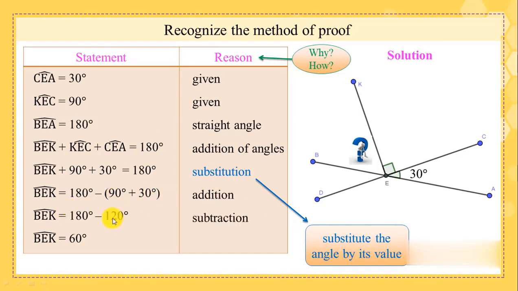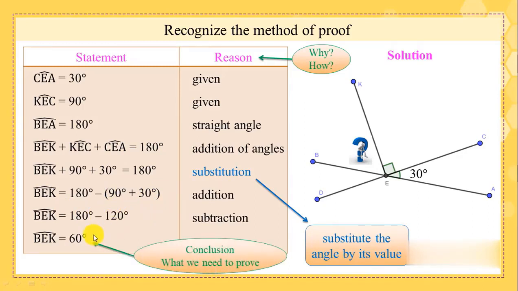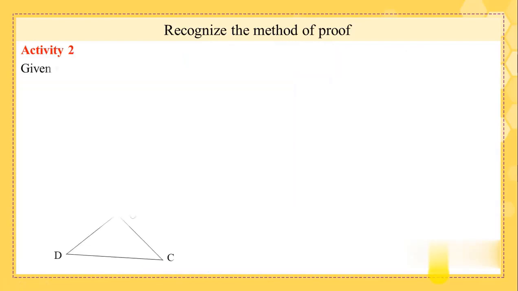And here we have subtraction, we are subtracting two quantities, and finally we have the conclusion that we need to prove. This is the method of proof. We rewrite or resolve the activity using the method of proof by stating each statement and its reason to find the final result. Activity 2.